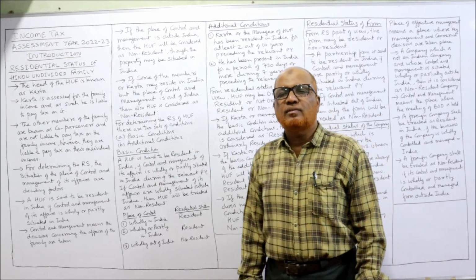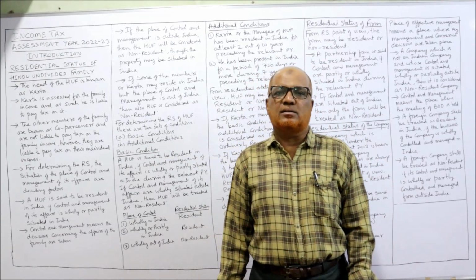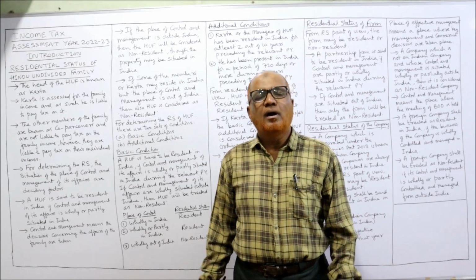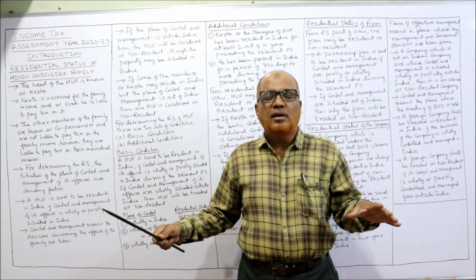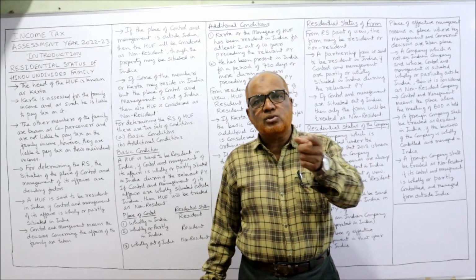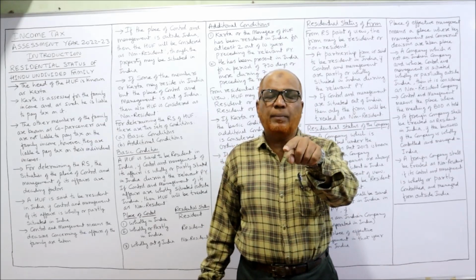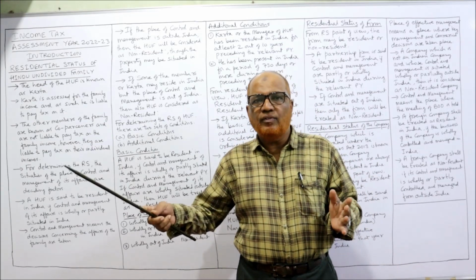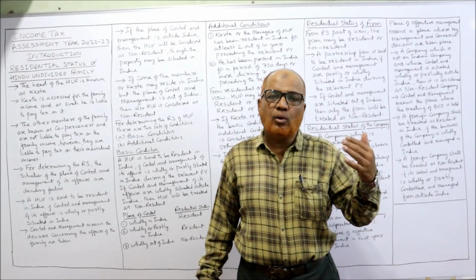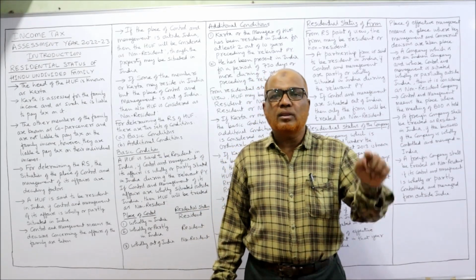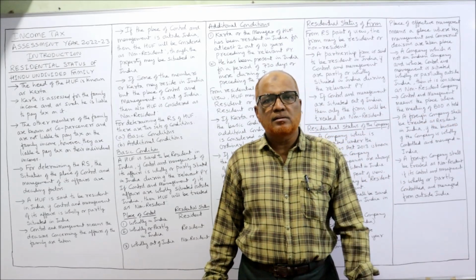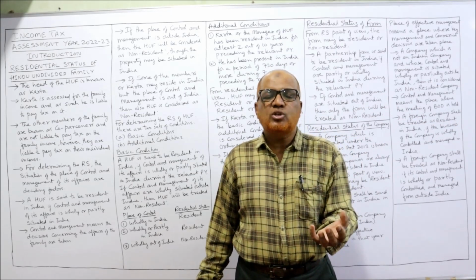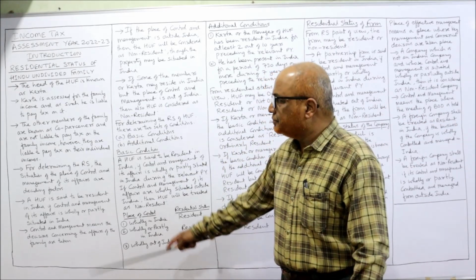The other members of the family are called co-partners. They are not liable to pay tax of HUF. They have to pay the tax on their individual income. So apart from the share of income from HUF, they may have their own individual income, and on that individual income they have to pay the tax. But the amount received from HUF is not taxable.